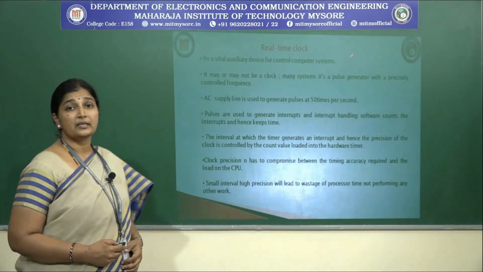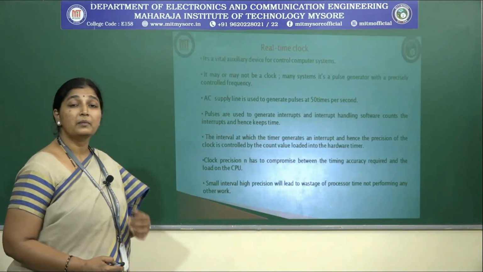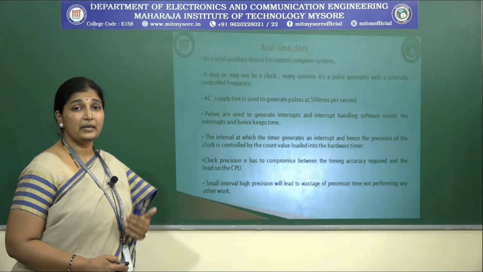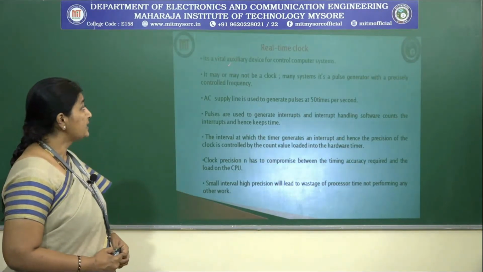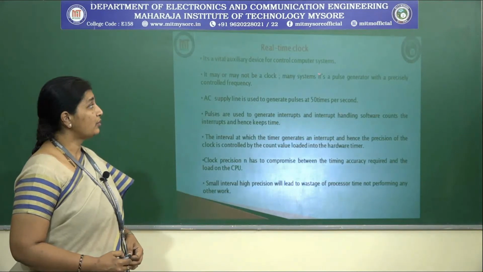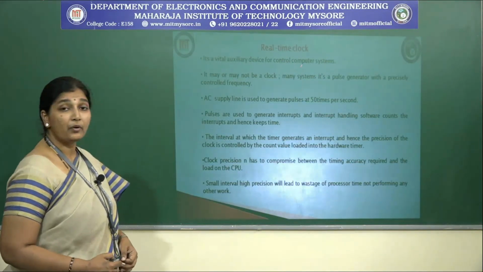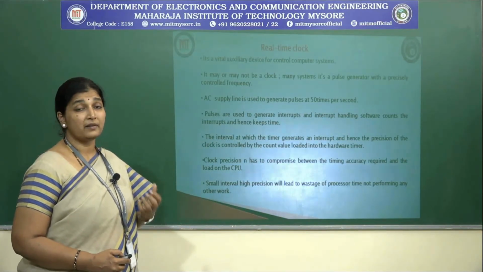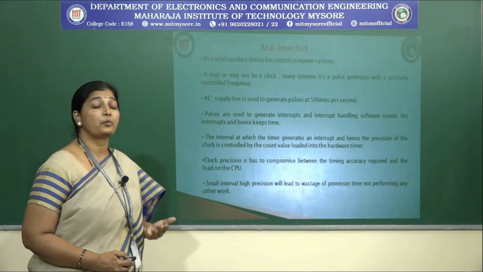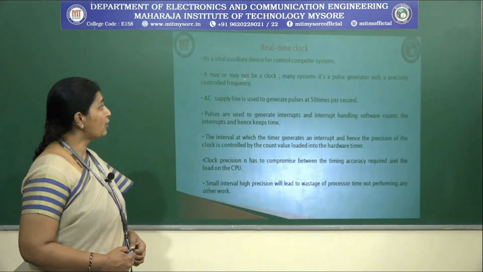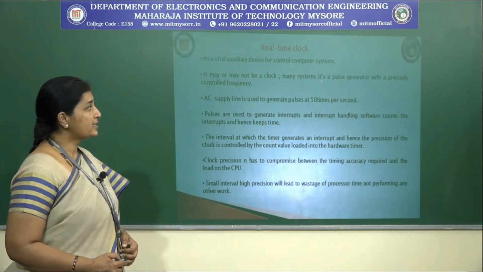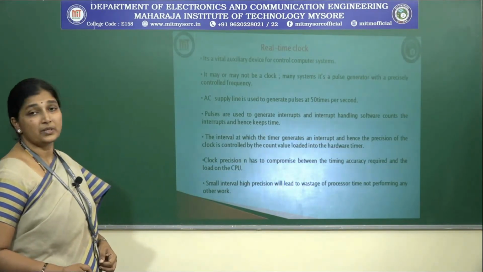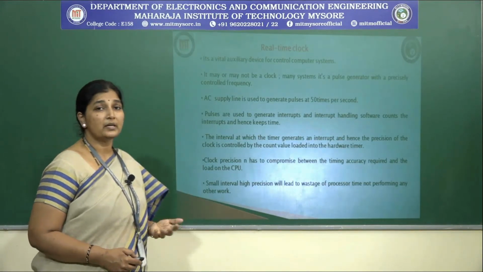Next you have what is called a real-time clock. We have already dealt with what real-time means, what its necessity is, and where it is implemented; the details have been dealt with earlier, right? So it's a vital auxiliary device for a control computer system. It is very important because there is parallel processing, and time or a clock plays a vital role in the performance of a CPU. It may or may not be a clock. In many systems, it's a pulse generator with a precisely controlled frequency. So it need not always be a clock.